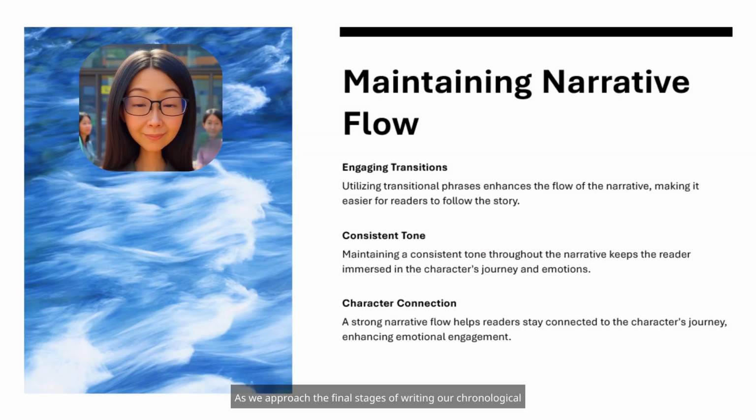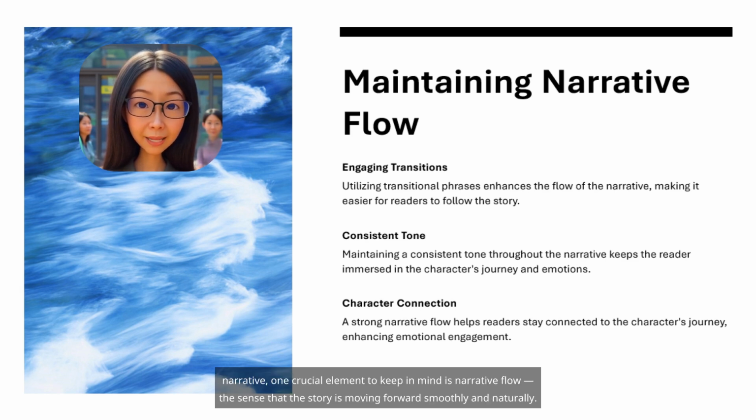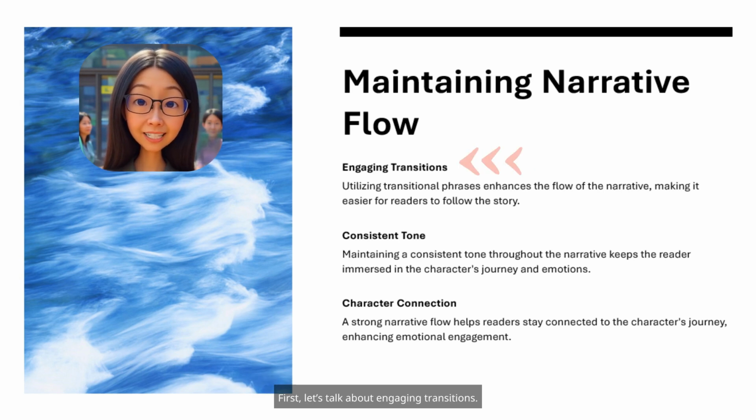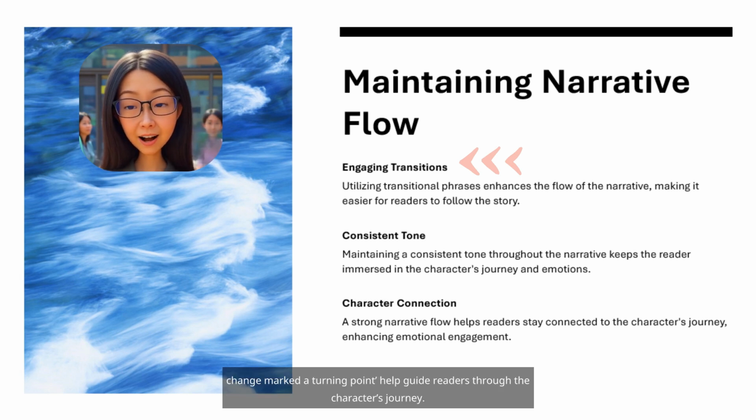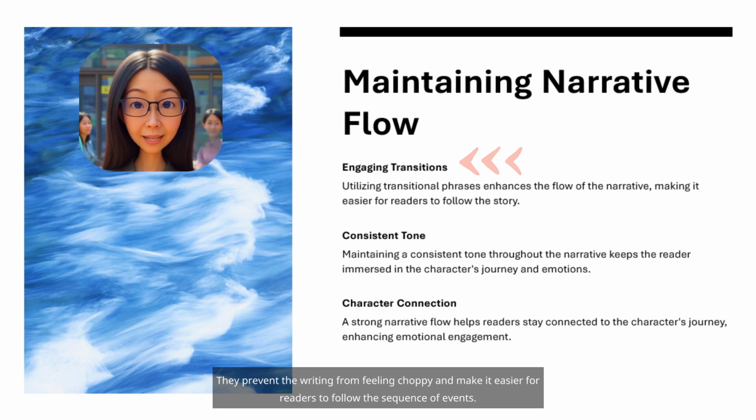As we approach the final stages of writing our chronological narrative, one crucial element to keep in mind is narrative flow, the sense that the story is moving forward smoothly and naturally. First, let's talk about engaging transitions. Transitional phrases like "as a result," "later that year," or "this change marked a turning point" help guide readers through the character's journey. They prevent the writing from feeling choppy and make it easier for readers to follow the sequence of events.